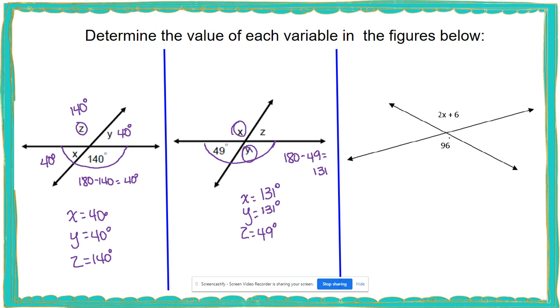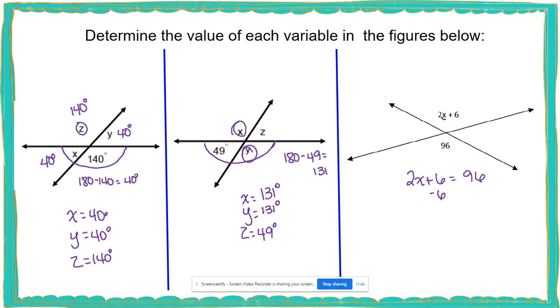For this next problem, I have two intersecting lines and I have vertical angles. I know that this angle is congruent to this angle. If I need to find the value of x, then what I know is that 2x plus 6 is also equal to 96. So I can write an equation that says that 2x plus 6 equals 96. And now I can solve my equation to solve for x.